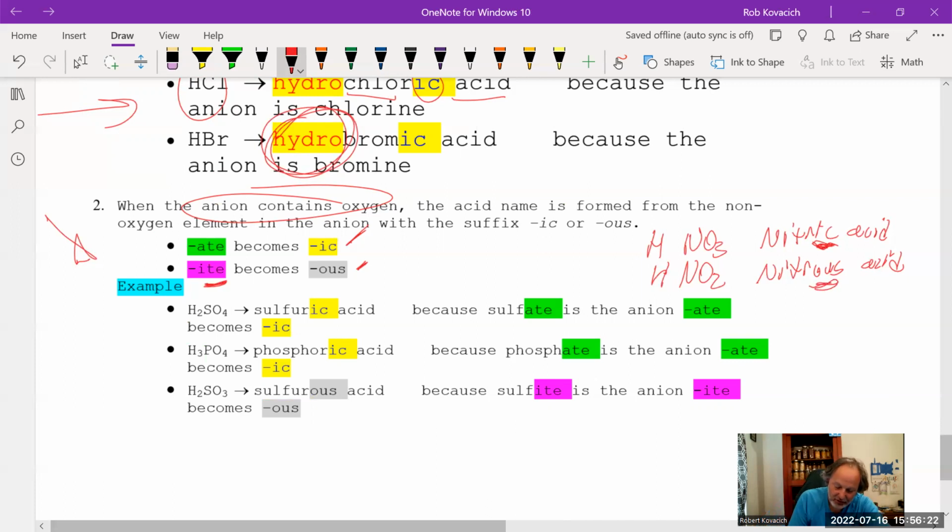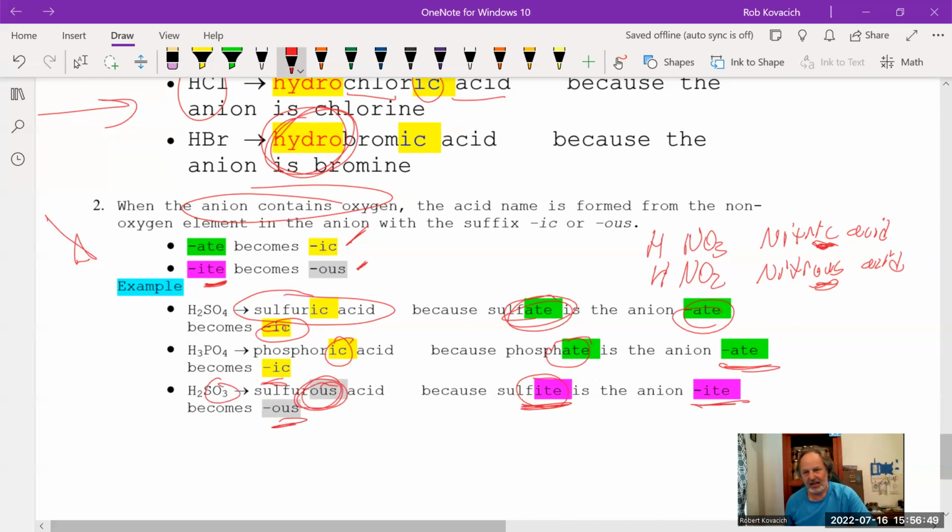So here's another example. Why is sulfuric acid named as it is? Because it used to be sulfate. And so I take that ate and I convert it into ic and it becomes sulfuric acid. Phosphoric acid is phosphoric acid because it used to be phosphate and ates turn into ics. This is sulfurous acid because this is SO3, sulfite. So ites become ous's. So I always put those together.